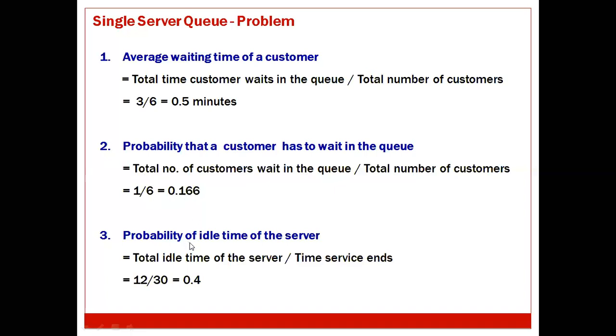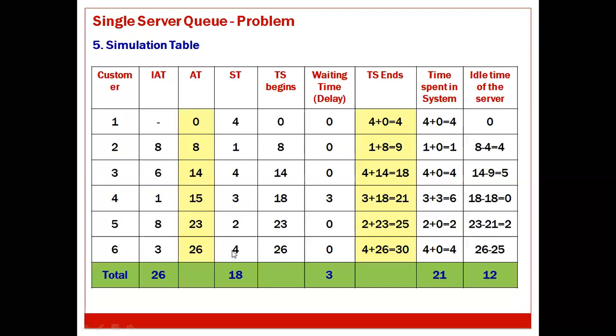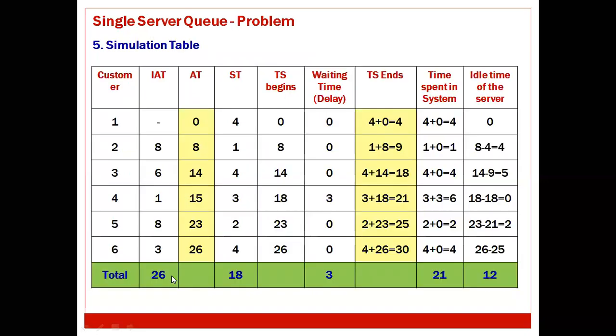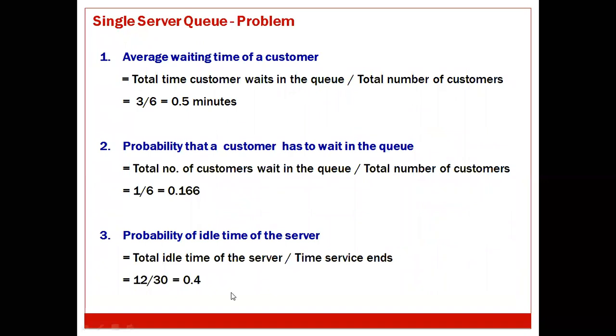Then probability of idle time of the server, which is nothing but total idle time of the server divided by total time service ends. So total idle time of the server. Okay, idle time of the server is 12. And then time service ends. At what time did the service end? See, time service ends at 30. So divided by 30.